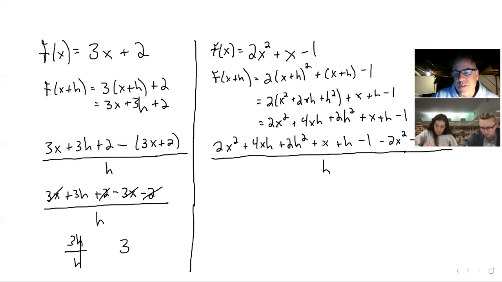Now, what you're going to notice again, just like on the last one, every term that doesn't have a factor of h is going to have an opposite. I've got 2x squared, I've got negative 2x squared. I've got positive x, I've got negative x, I've got negative 1, I've got positive 1. So I'm left with 3 terms up top, but each having at least one factor of h. So I can factor that out, these 3 terms.